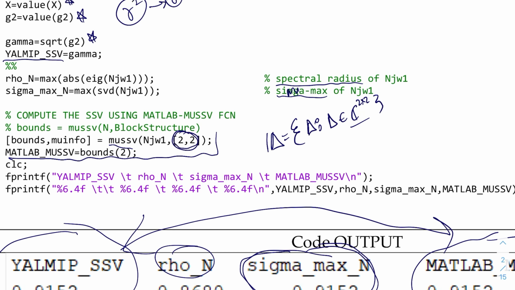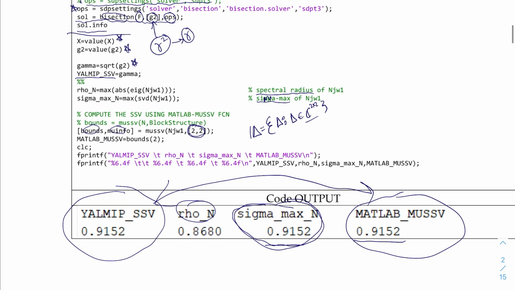So you are entering the structure of the uncertainty. MATLAB's mu SSV gives us mu info, some information, and also bounds. You have a lower bound and an upper bound, and in that video we are focusing on the upper bound, and that's why we take the second bound, which is the upper bound. Then we print them.